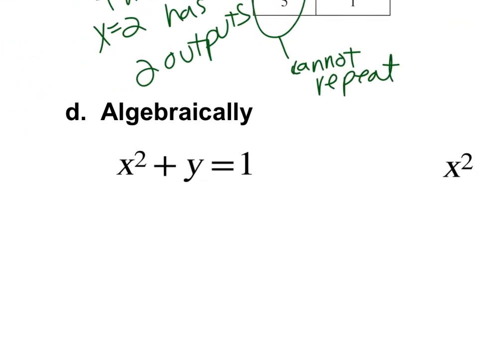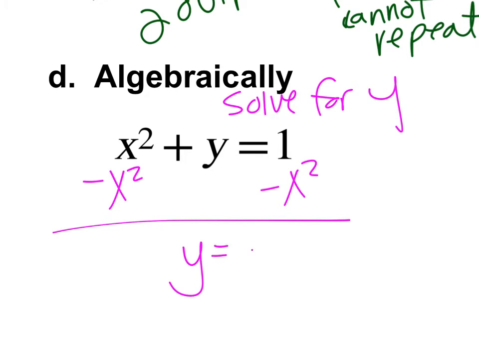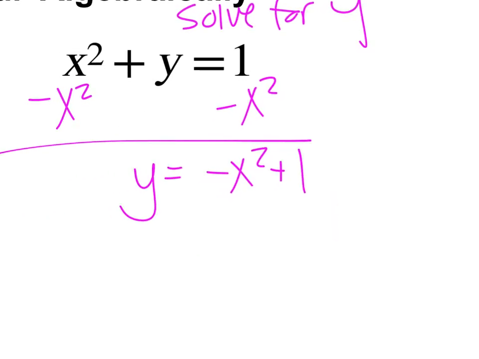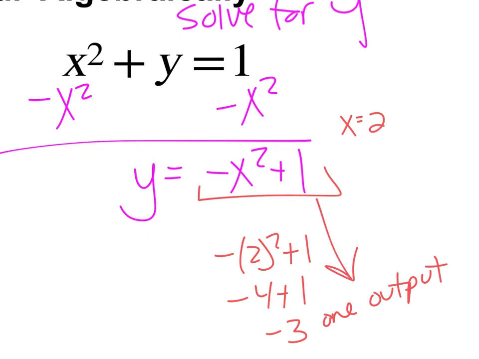All right, now equations. The easiest way to tell with an equation is solve for y first, and then figure out, if you have one input, how many outputs could it have? So here, if we solve for y, we'd subtract x squared. We get y equals negative x squared plus 1. Now if we pick an x value, let's say x equals 2, and we substitute a 2 in, how many answers are we going to get? Well, we'd get negative 4 plus 1, which is negative 3. We get one answer. So there's one output. There's no x value that I could substitute in here and get more than one answer from it. So because this has one output, yes, this is a function.